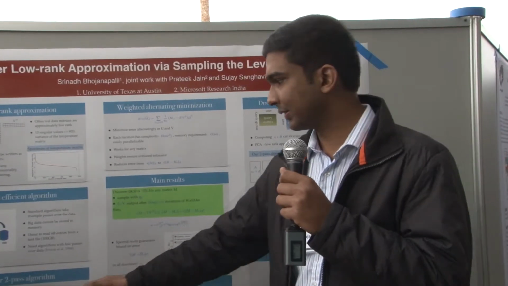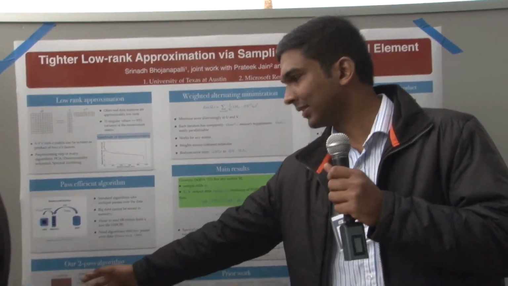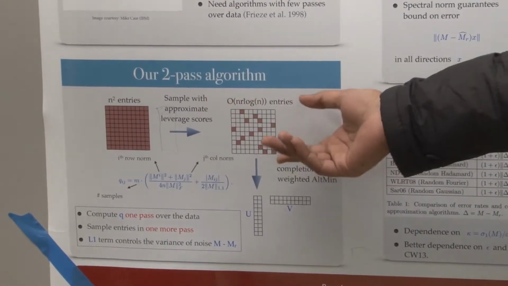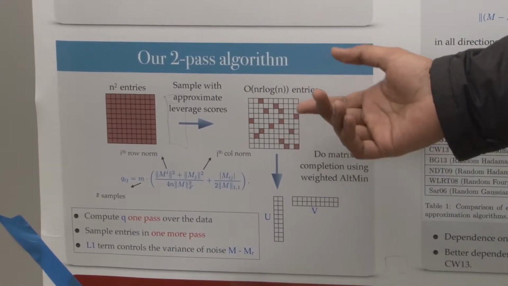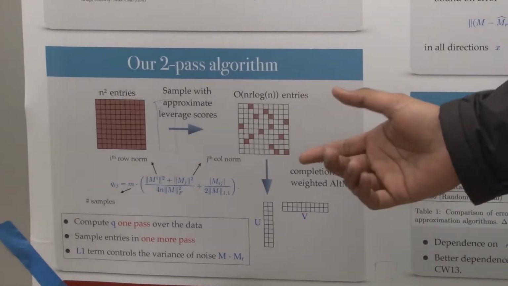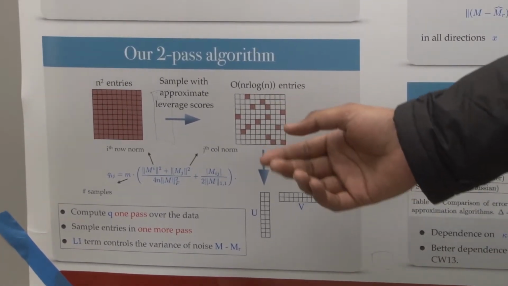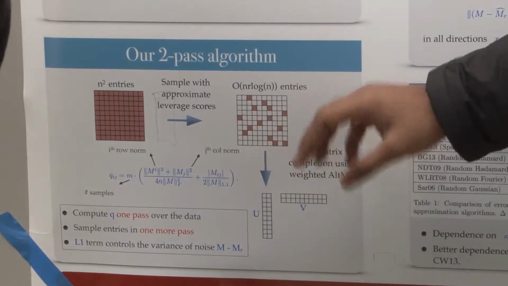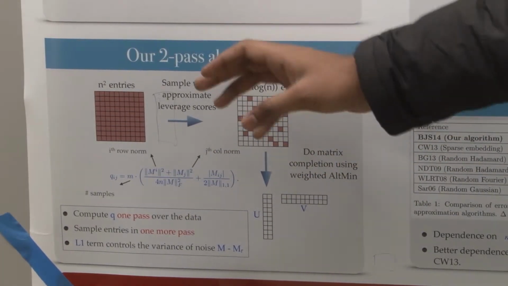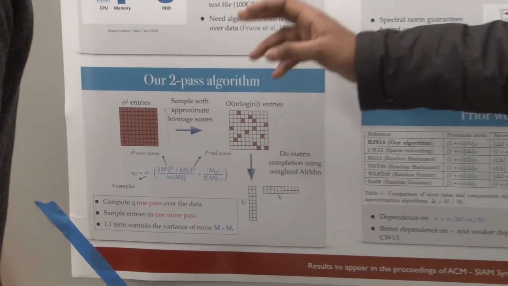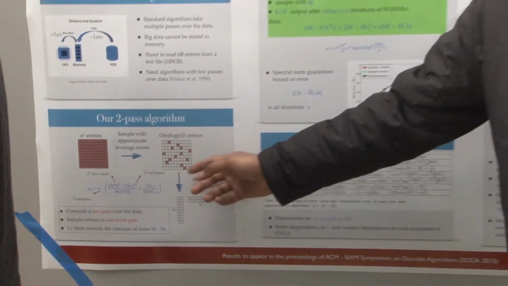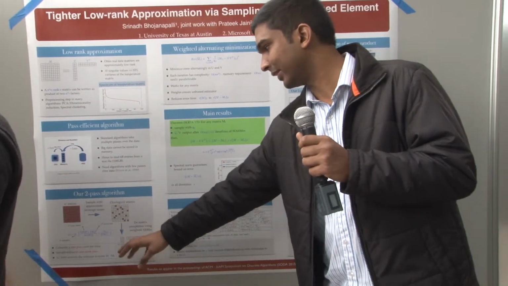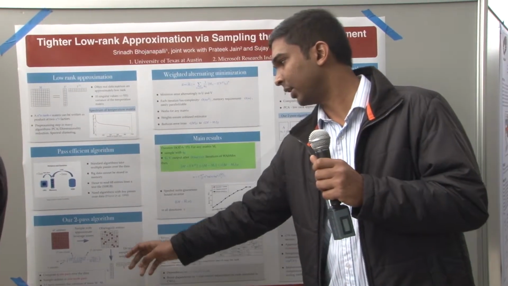What our algorithm does is it takes the matrix, which has order n squared entries, and forms a sketch of the matrix which is only of a size linear in n. The way we form the sketch is by sampling a few entries of the matrix, and the sampling distribution is based on just the row norms and column norms of the matrix. In one pass of the data, we can compute the sampling distribution, and in the other pass, we can compute the samples. And once we have these samples, we use only these samples to compute the factors of the matrix.